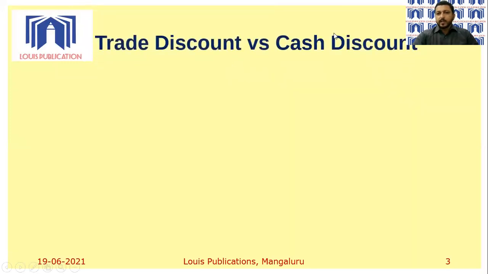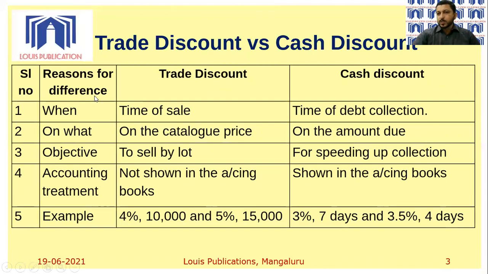Now let's understand trade discount versus cash discount. What is the meaning of trade discount? What is the meaning of cash discount? So we'll have a clear-cut analysis or comparison between these two items. First, we will take reasons for difference. When is trade discount given? Trade discount is given usually at the time of sale, whereas cash discount is given at the time of collection. When you are collecting money from your customers, at that time, cash discount will be given.